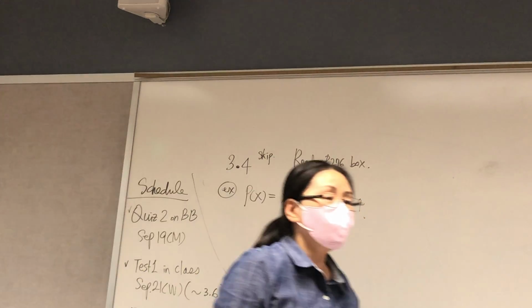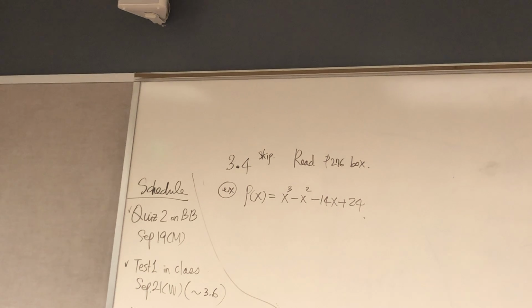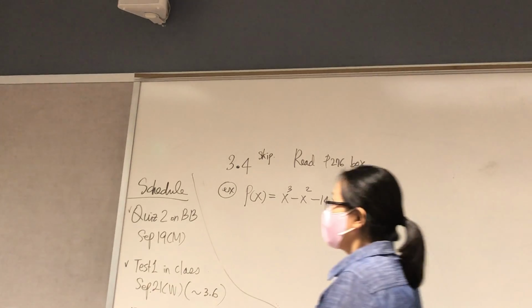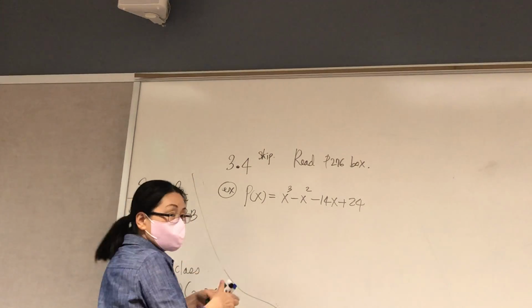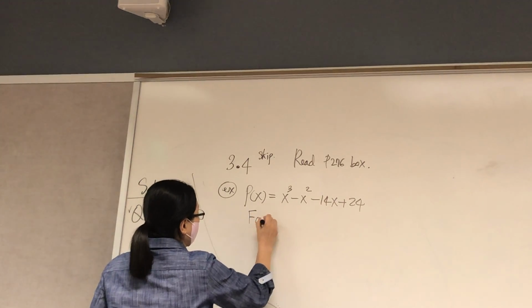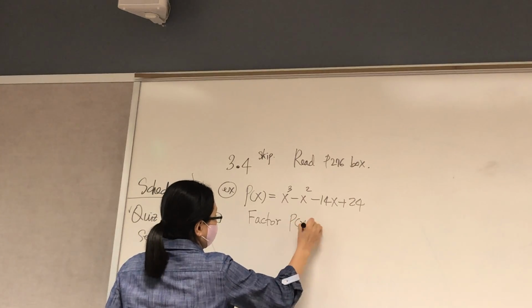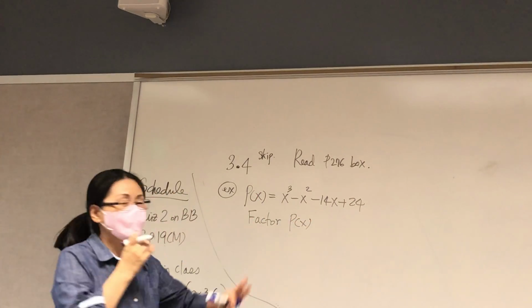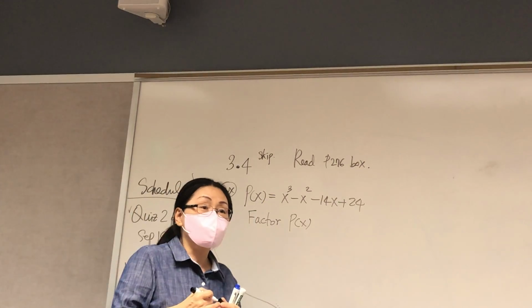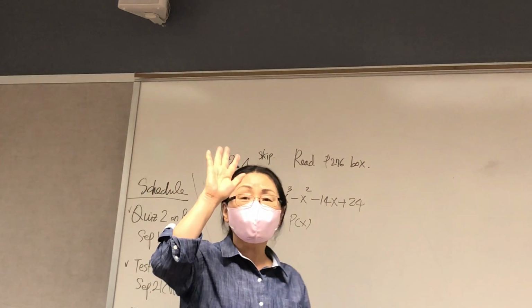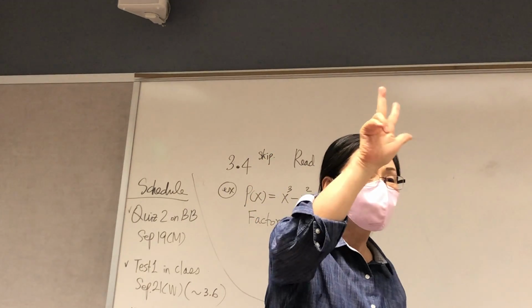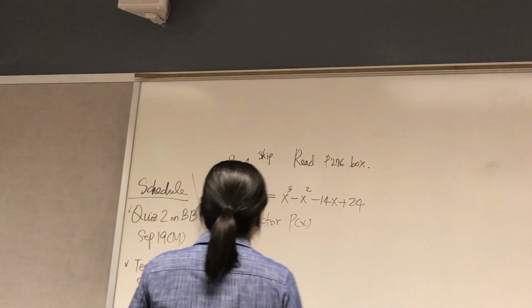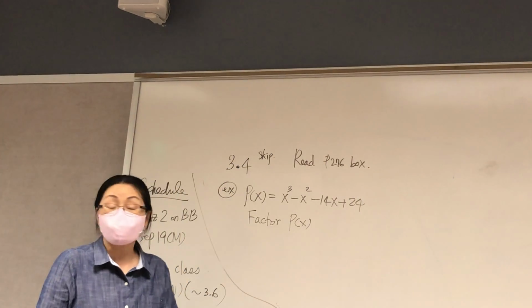It's a polynomial of degree 3, right? What is your leading coefficient? This is the easiest case: 1. What is your constant? 24. Good. But we know that there are 3 zeros if they exist. Am I right? Now, how do you find the zeros in general?